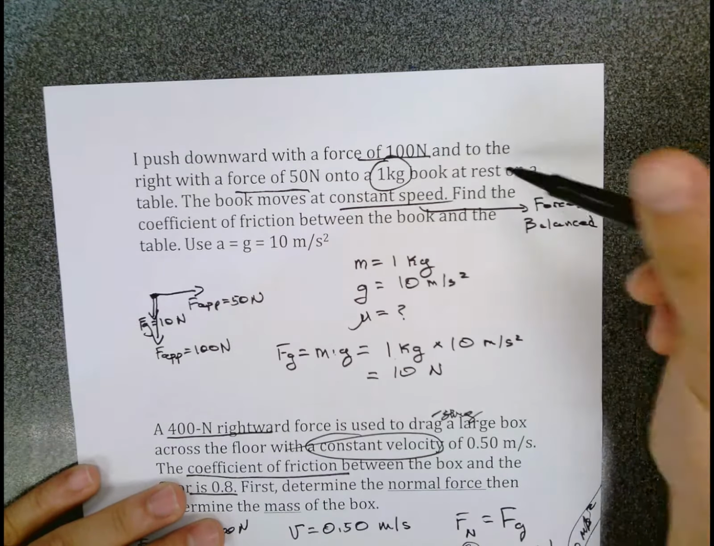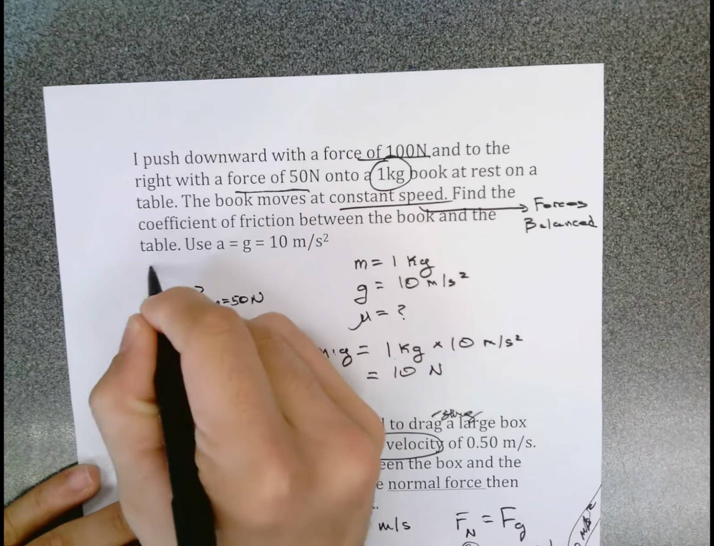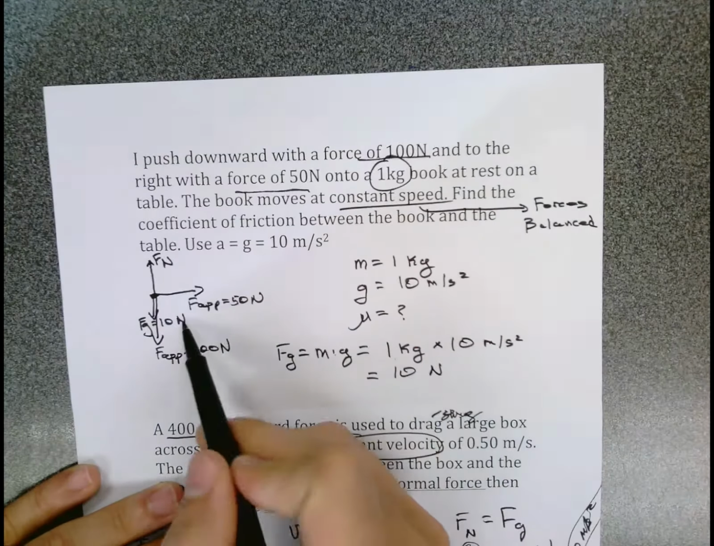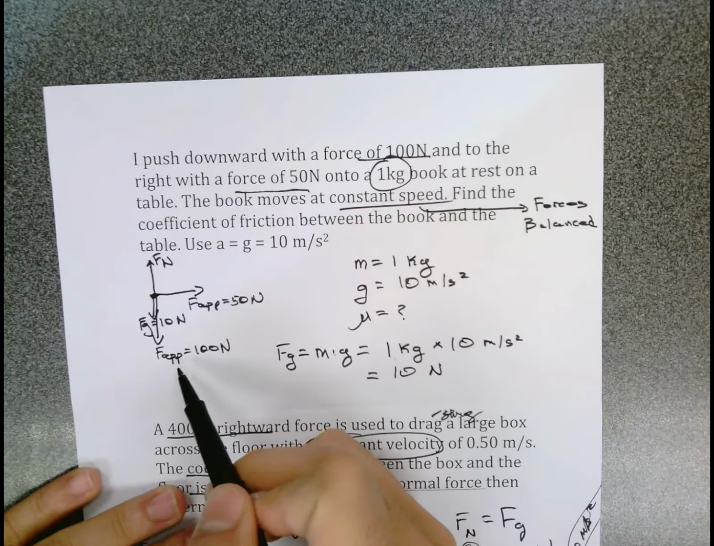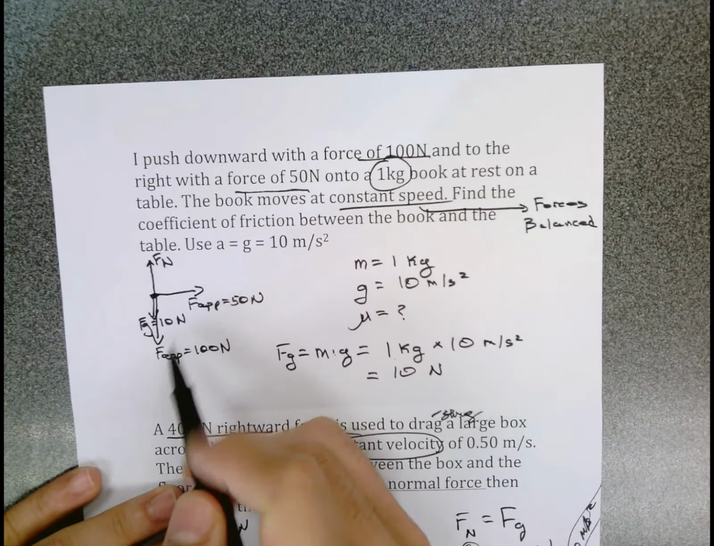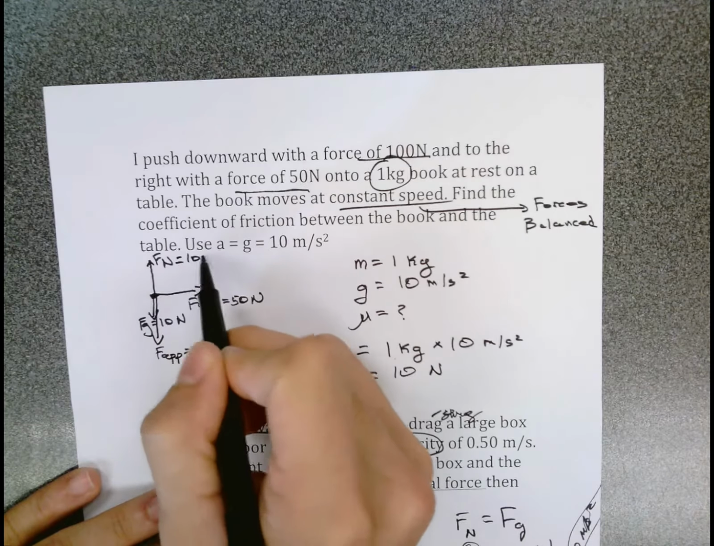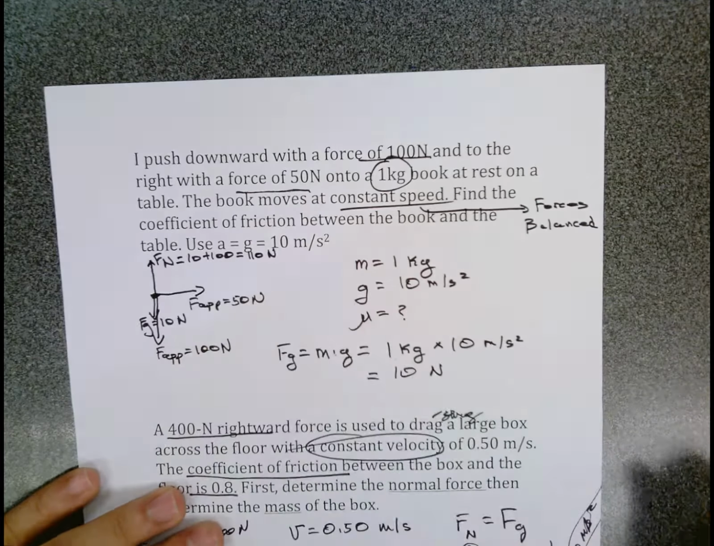Alright, it is once again at rest on the table. If it's at rest on the table, we'll have a supporting normal force that is equal to both of these forces. If the normal force were not equal, then the object would be accelerating either up or down. Fn is equal to 10 plus 100 is equal to 110 newtons.